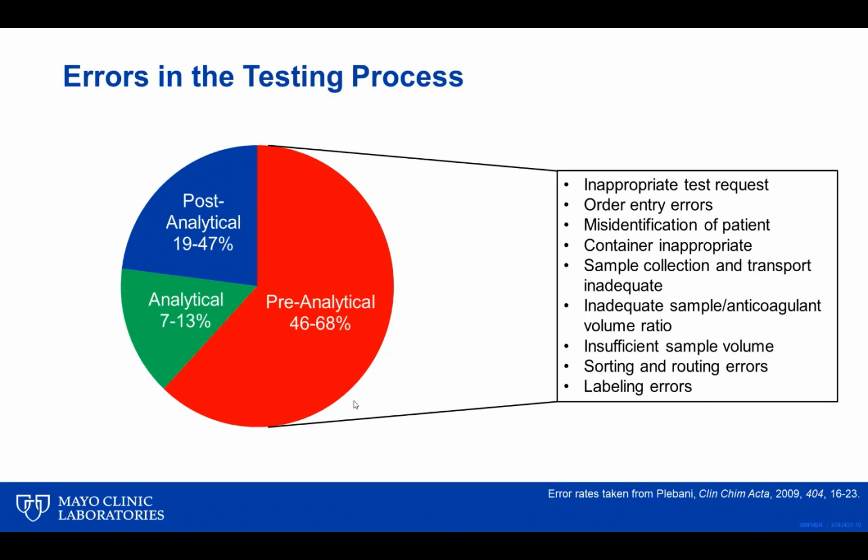And so what I have shown here in the pre-analytical phase are just some of the most common causes for pre-analytical errors. And we'll go through several of these. The first is inappropriate test request, order entry errors, misidentification of patient, an inappropriate container or specimen collection type, sample collection and transport inadequate, inadequate sample or anticoagulant volume ratio, insufficient sample volume, sorting and routing errors, and labeling errors. We can go on and on about the number of possible errors within the testing process, specifically within the pre-analytical phase, but these are just some of the more common ones that we encounter.